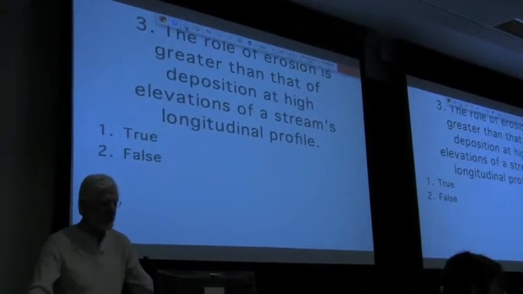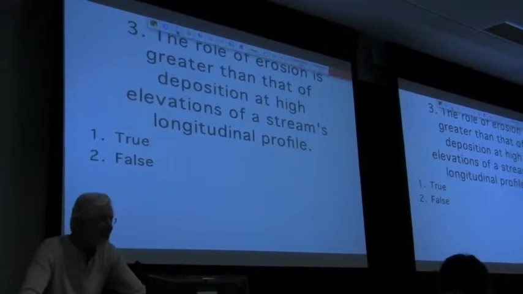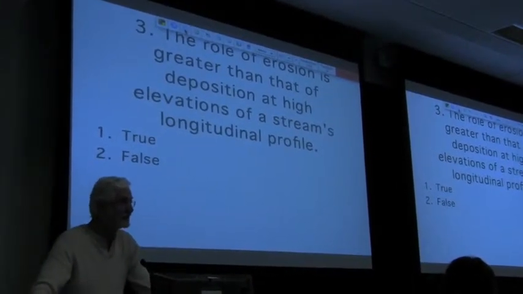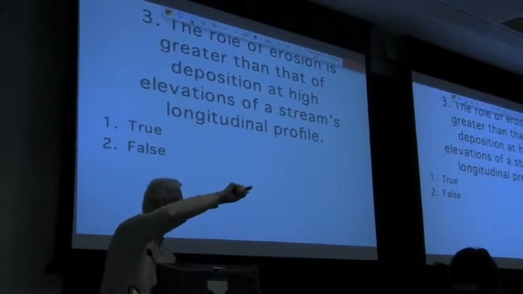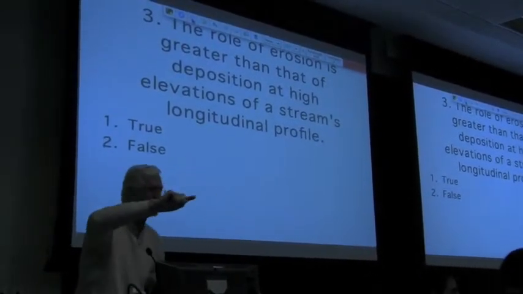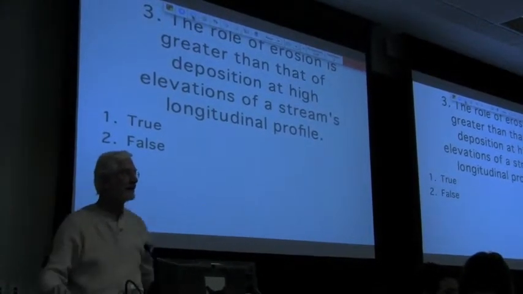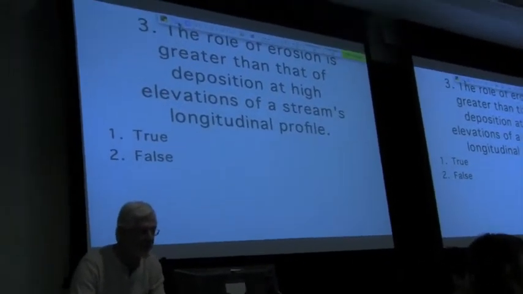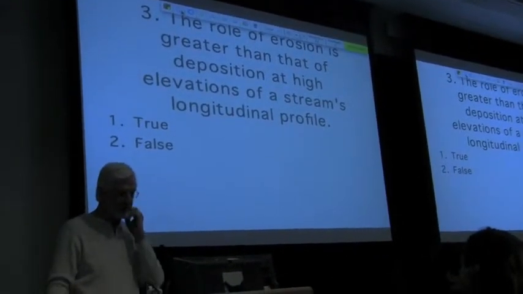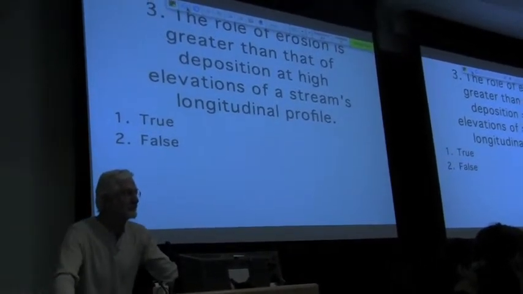The role of erosion is greater than that of deposition at high elevations on a stream's longitudinal profile. Remember that? Longitudinal profile is the elevation with distance. It's concave downward. And we found that the upper, the middle, and the downstream portions were significantly different in the features that they have. So what about erosion and deposition? The polls are open. True or false?